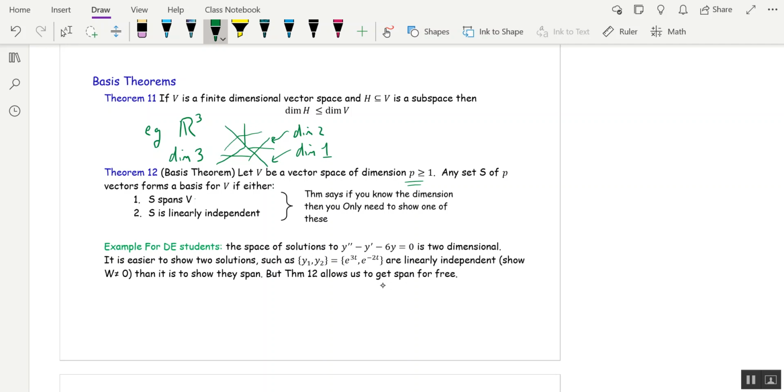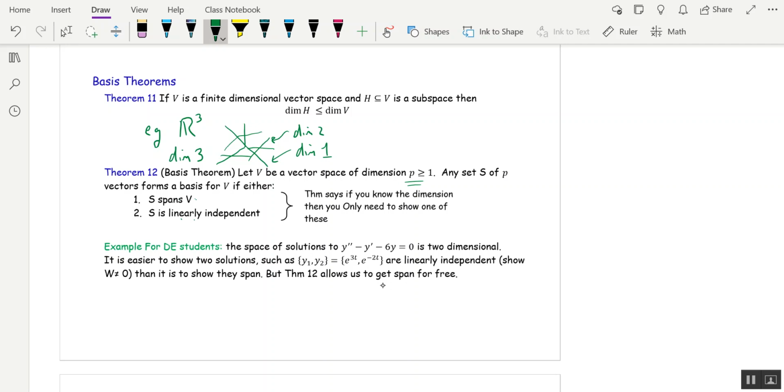This theorem says if you know the dimension of the vector space, so suppose you're in R3 and you have 3 vectors that span, then you don't have to show they're linearly independent. You only have to show they span because you know the dimension of R3 is 3 and you have 3 vectors. Likewise, if you have 3 vectors in R3 that are linearly independent, they automatically span. So you only have to show 1.